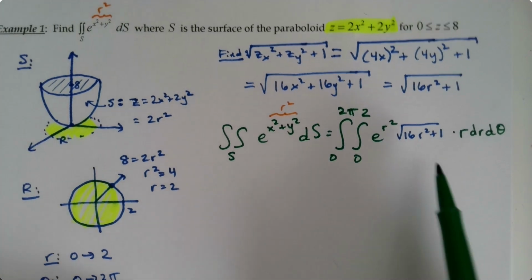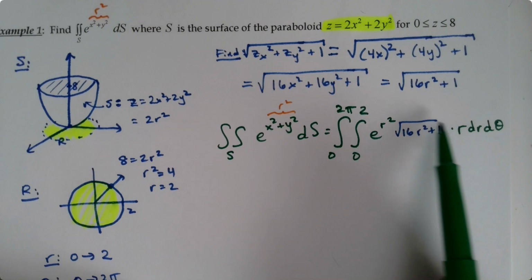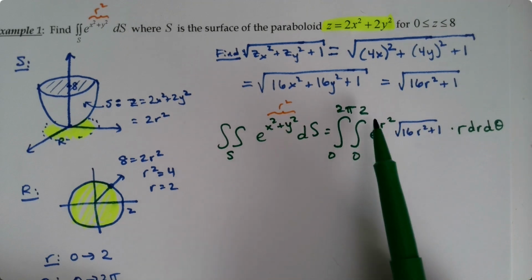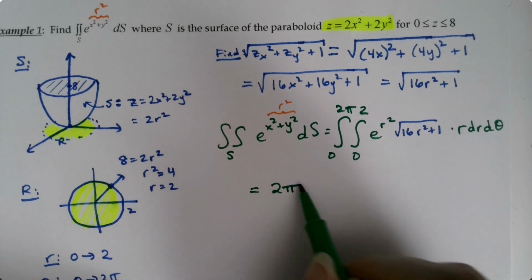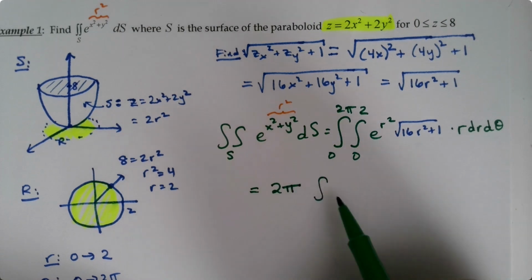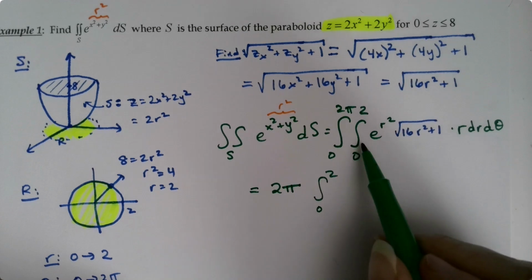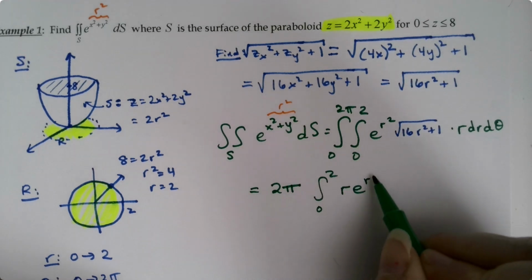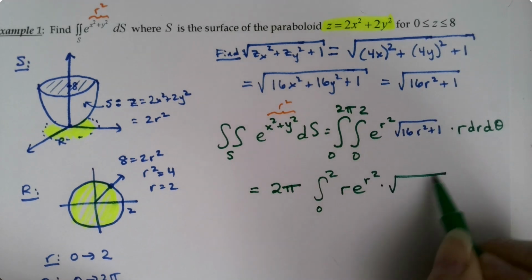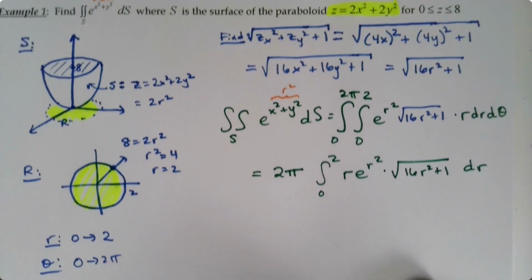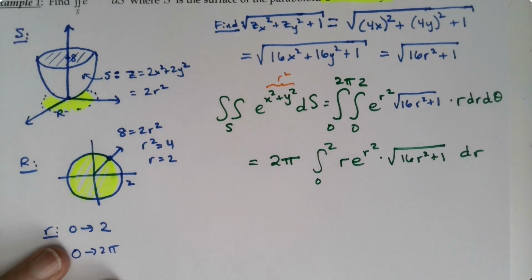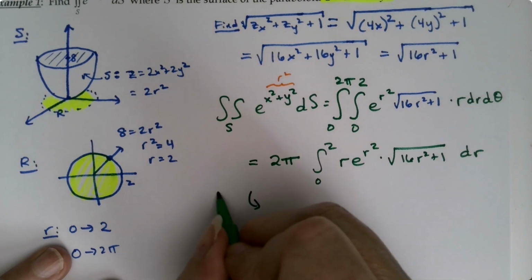Now we notice that theta is nowhere in here. It's not in the integrand. It's not in the limits of integration. So that means that we can pull 2 pi out and say, hey, this is the integral from 0 to 2. I'm going to bring the r to the front. So r e to the r squared times the square root of 16r squared plus 1 dr. And we are going to make a computer do that. We are not going to do that by hand. No, no, no.